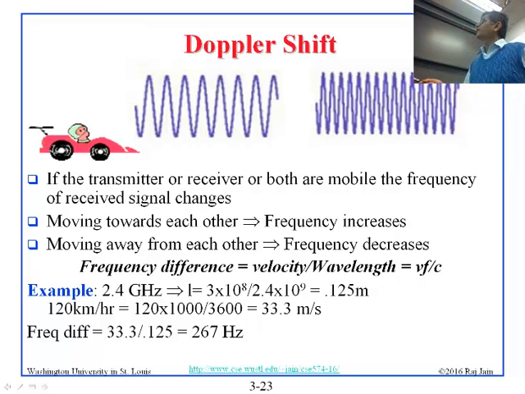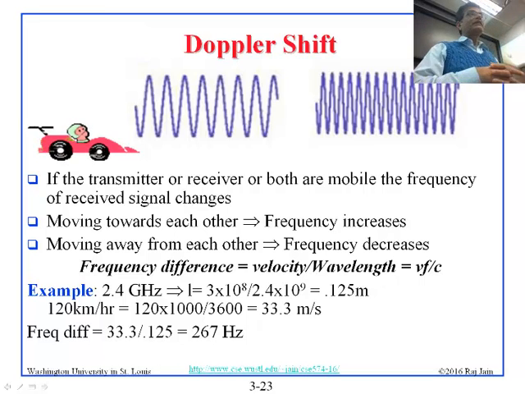Now, if you are going at 120 kilometers per hour, you can translate that to 33.3 meters per second. So the frequency difference is simply velocity, which is 33.3, divided by the wavelength, 0.125, which is 267 hertz. So the frequency will be 267 hertz different than what it is being sent at, depending upon whether you are going towards it or away from it. Is that clear? How the Doppler shift is created?